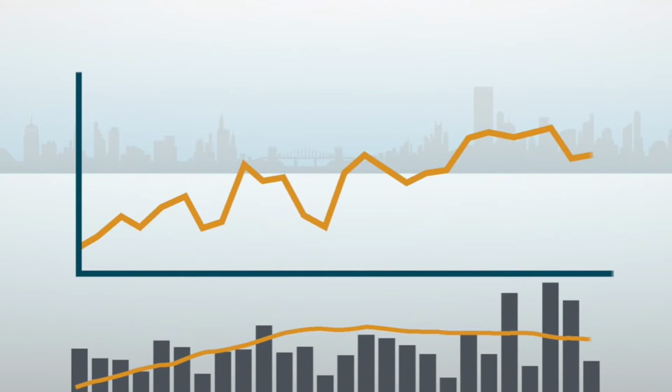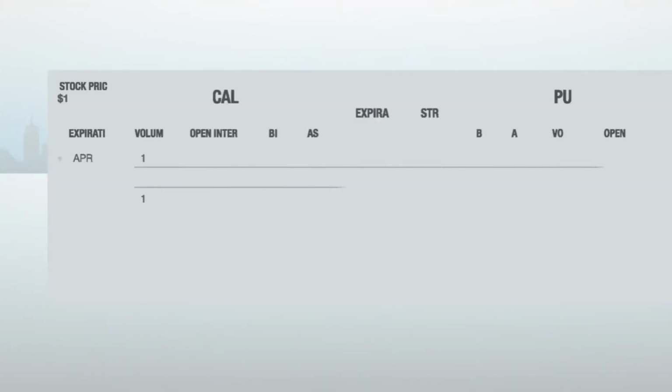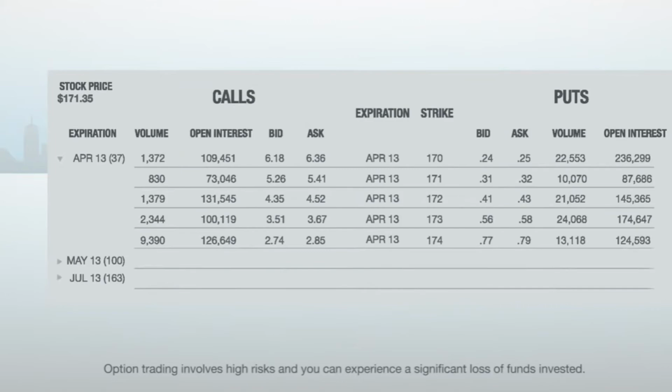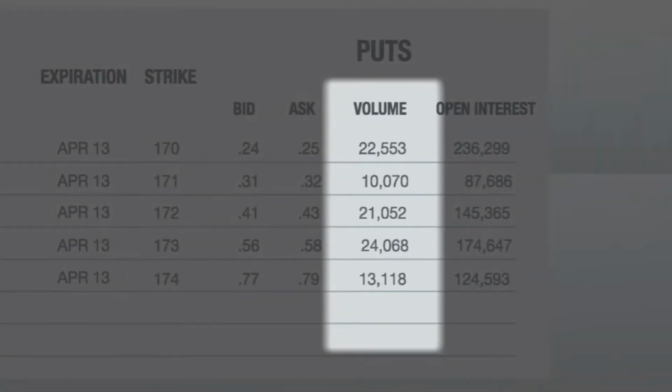some options traders and investors apply volume differently. They might limit their options trading to contracts that regularly have active volume. This can be a sign that transaction costs might be lower because of tighter bid-ask spreads. The important point to remember is volume in options is typically not used to confirm trends in an underlying security.